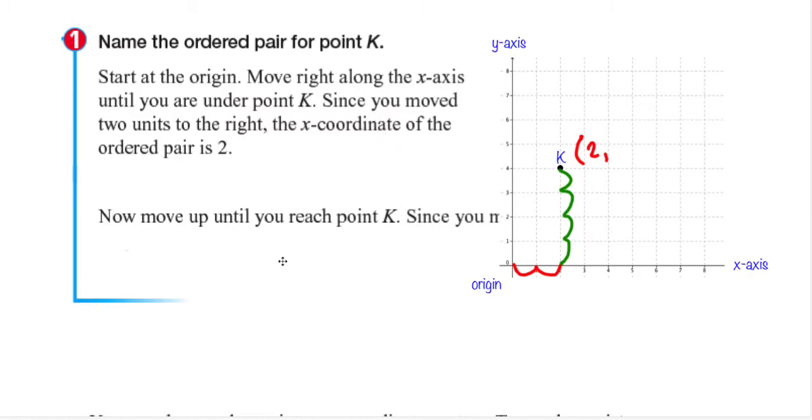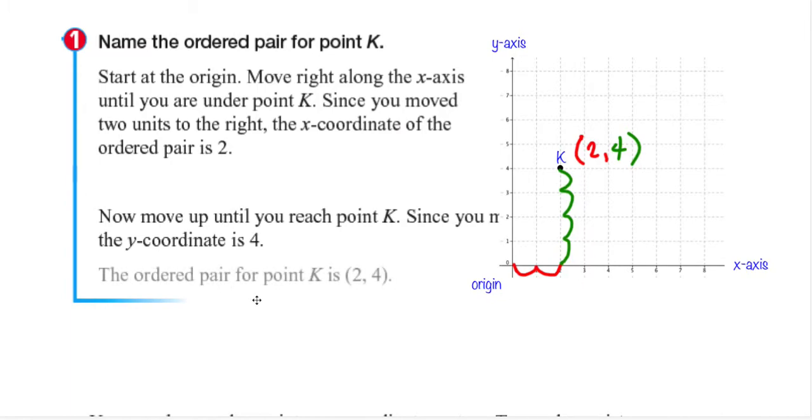Since you moved 4 units up, the y-coordinate is 4. So since we moved 4 units up, the y-coordinate is 4. Therefore the ordered pair is 2, 4 for this one. So the ordered pair would be 2, 4.